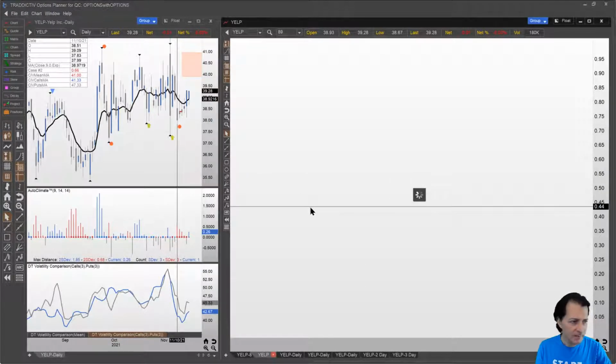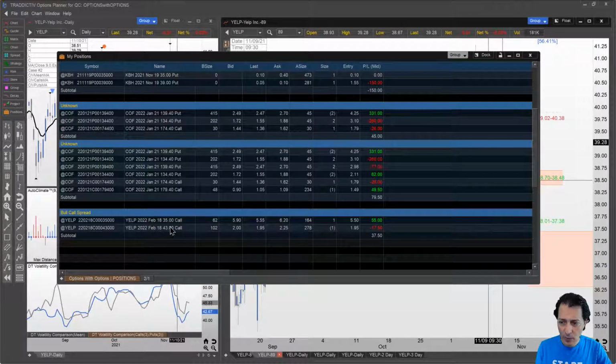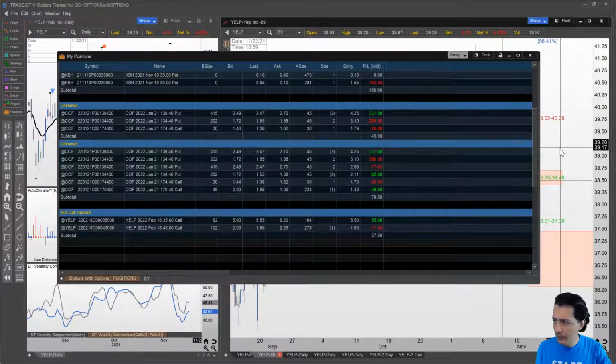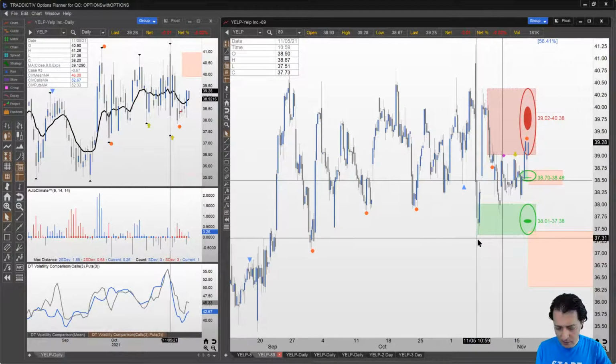Okay, so it's loading. So Yelp is also, as you can see, a bull call spread where we are long the 35 call and we are short the 43 call. That's what we have with this particular trade. So what is Yelp doing at this moment in time? Where Yelp, we entered the trade on that particular day.